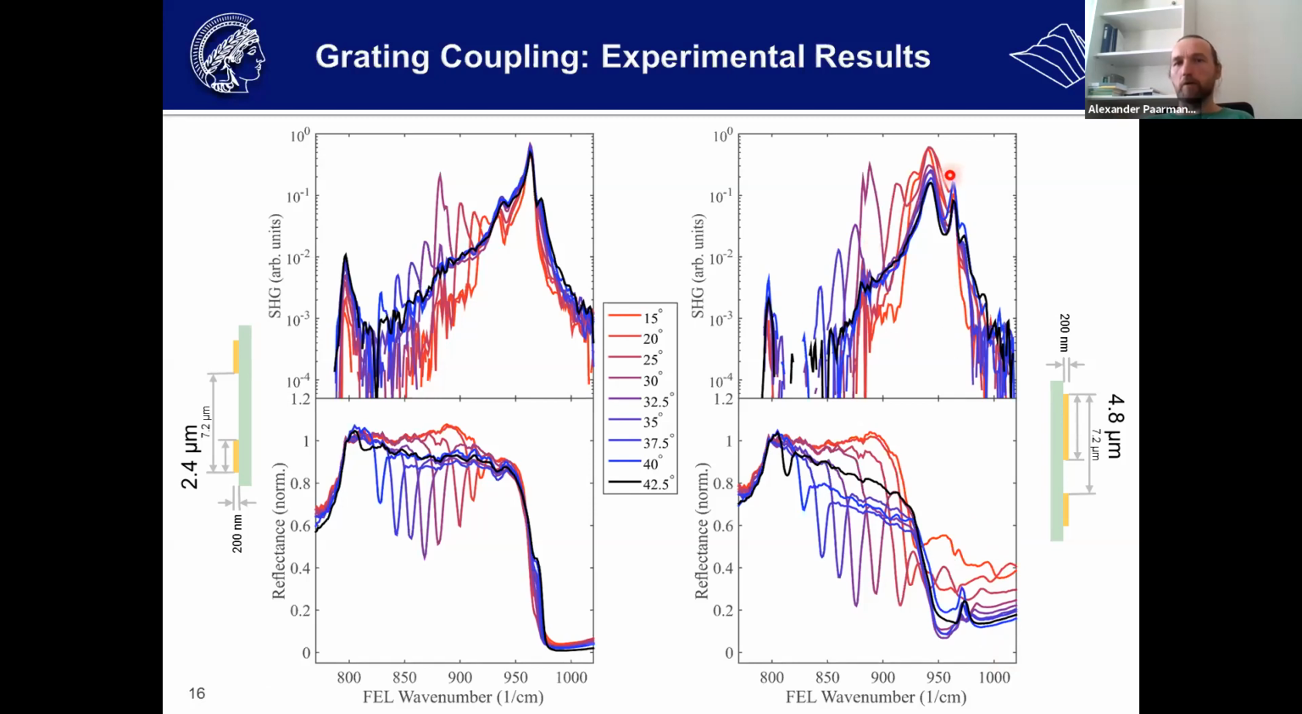However, you still see the propagating mode, so we still excite propagating polaritons. Otherwise, we wouldn't see the angular dispersion. So that's a nice experimental proof that it works, plus now this forward propagating mode. It's hard to see in the linear.